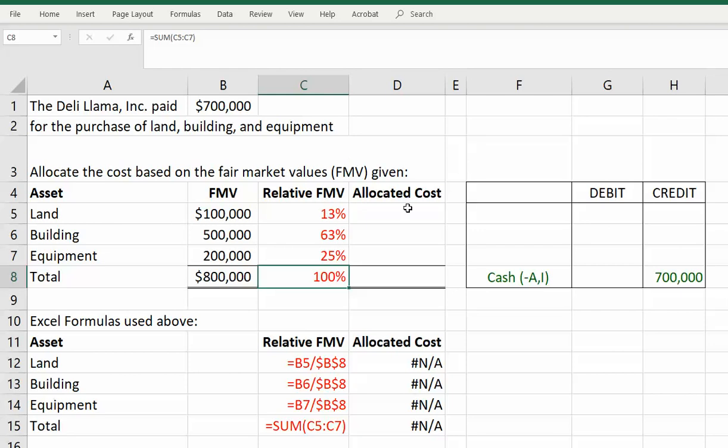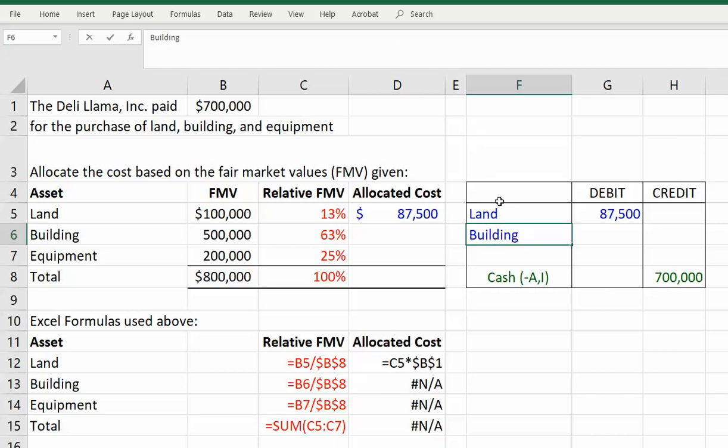Now, that means that 13% of the total cost should be debited to the land account. So here I'm going to write land. How much should go to the land? Well, here's my formula. I'm going to go equal, hit the 13%, multiply it by my cost, and again put dollar signs before and after, because that way it'll always multiply by 700,000 when I copy this down. So this will equal 87,500.